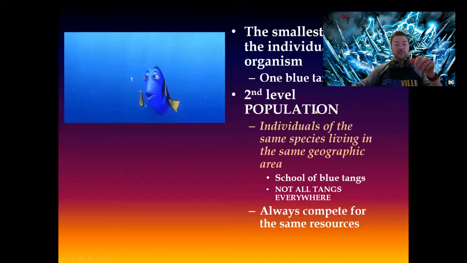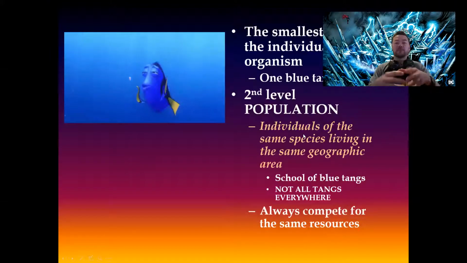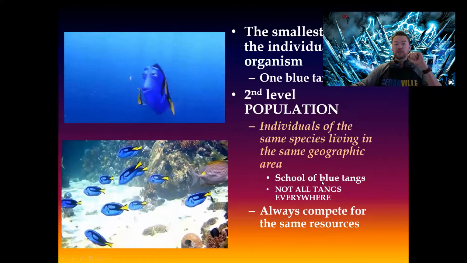So a blue tang is one organism. A population is the same type of organism living in the same area, also competing for the same resources.